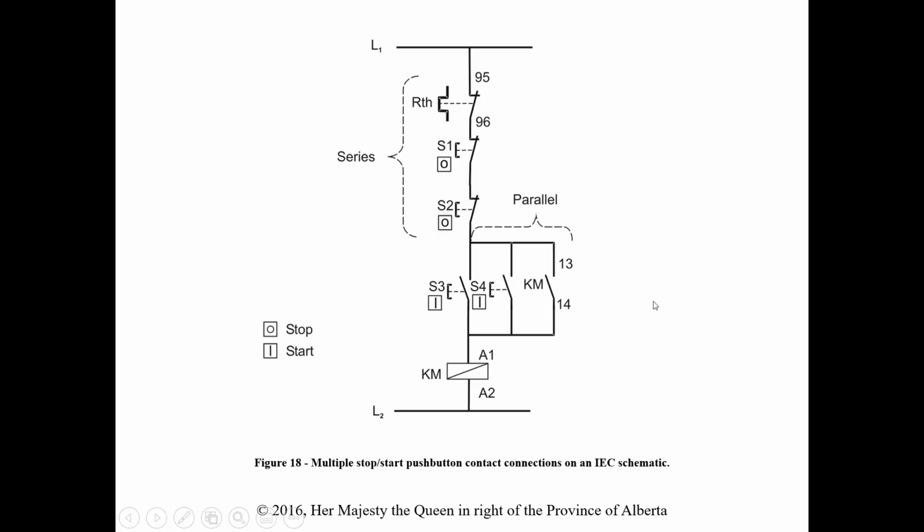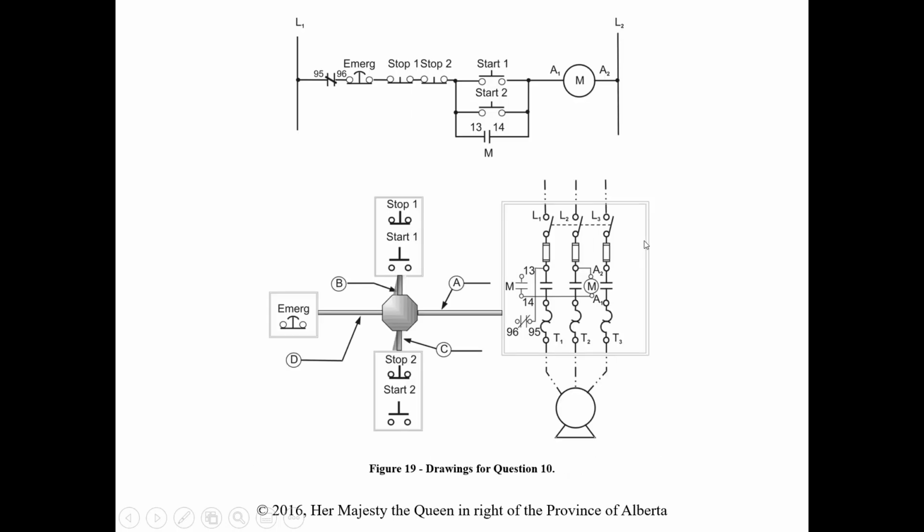So that's why we put the stops in series and the starts in parallel, to have control from multiple locations. And then they show it again in the IEC. So here's a stop here, here's another stop here, again showing them in series, and then showing our two starts in parallel. Again, very similar between the two, we've just got a difference in numbering.